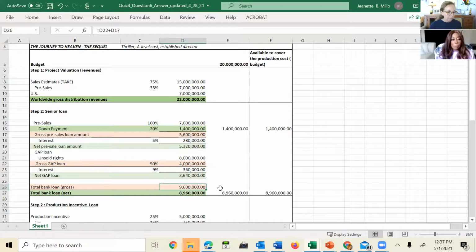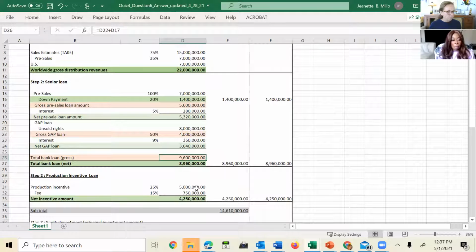So that's that. And again, here's what we're doing. In this case, we're going to an incentive region that gives us 25% of our budget, which in this case is 25% of 20 million, which is 5 million. And now we're paying a fee. So all that is different here now is you get to deduct the fee that you pay to the incentive lender that gives you the loan. That is why your incentive is $4,250,000.